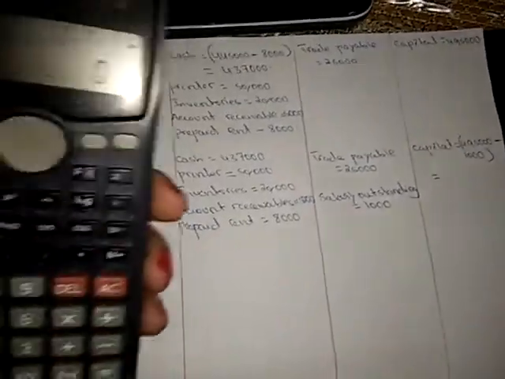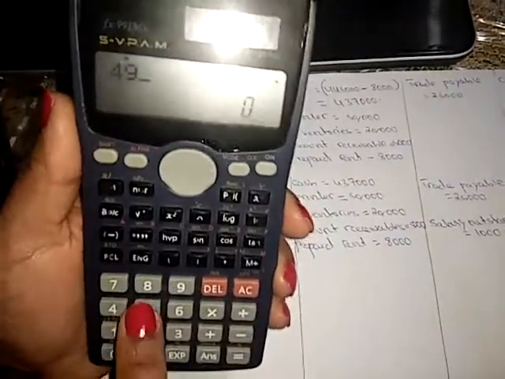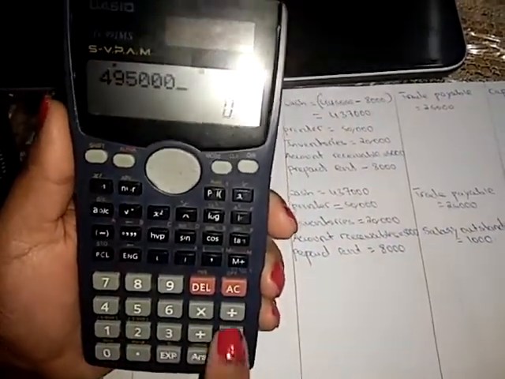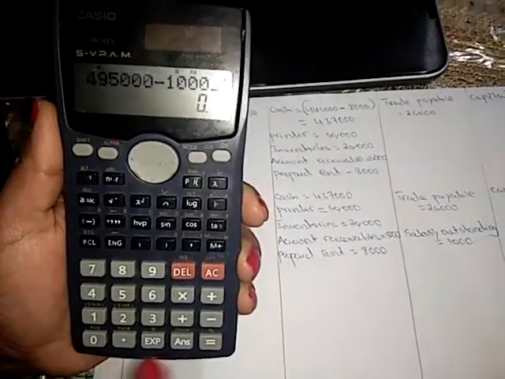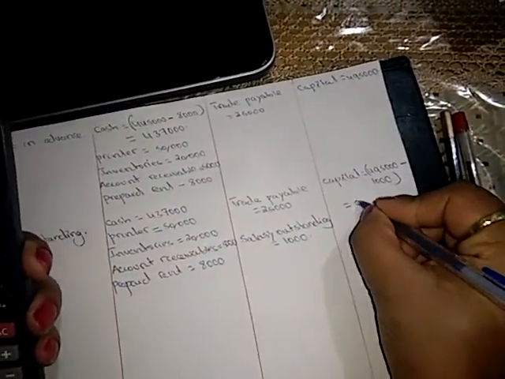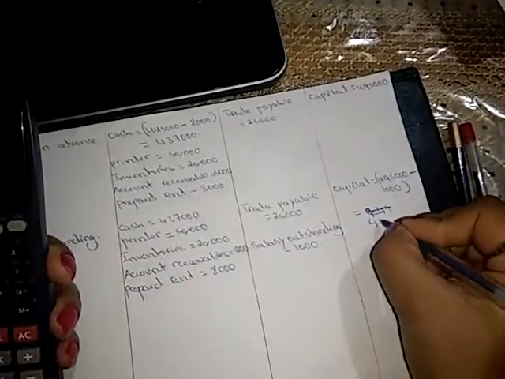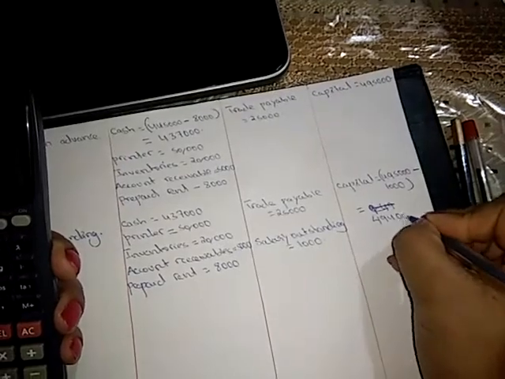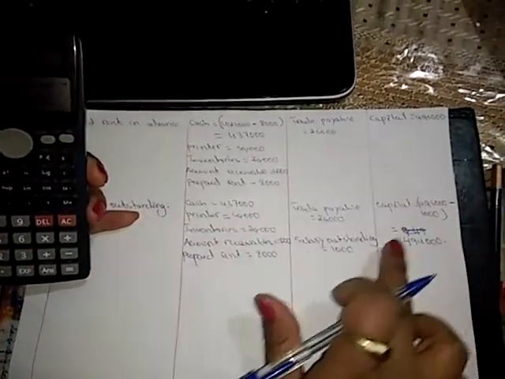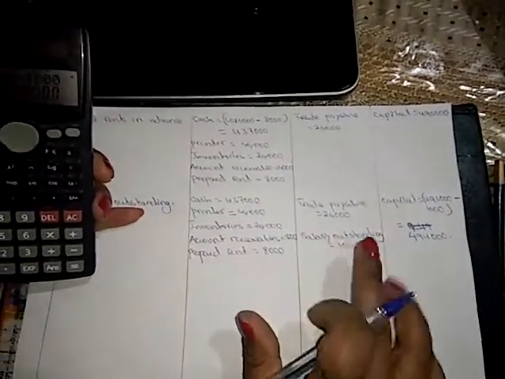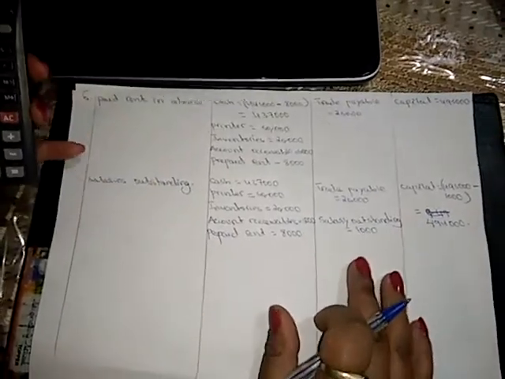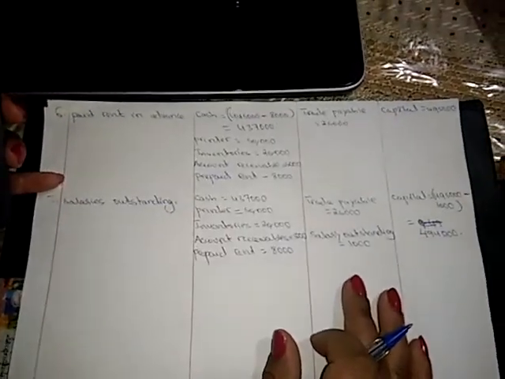Now owner's equity, it will be 4,95,000 minus 1000. So it is 4 lakhs 94,000. If you want to cross check, what you can do, you add all the asset and you add both this item. You should get equal amount. Now we'll move to transaction number 8.